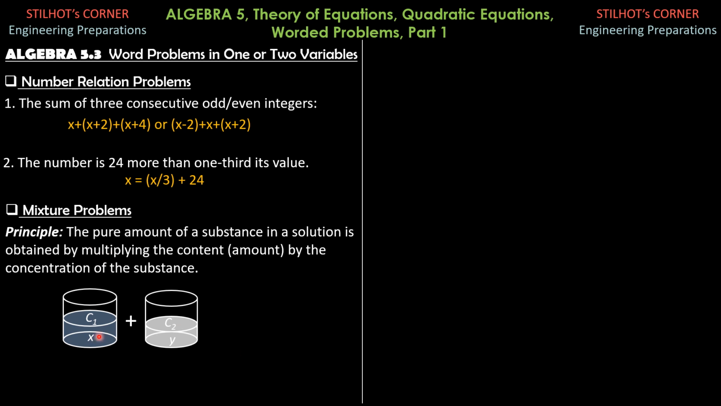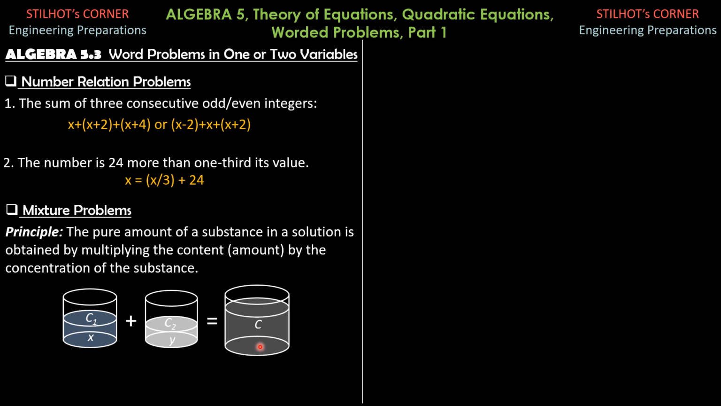So we are actually equating the pure amounts in these two solutions. This is C sub 1 times X plus C sub 2 times Y for the pure amount in the final solution. If the resulting concentration in the final solution is C and the total amount is X plus Y, then the pure amount in the final solution would be C times the quantity X plus Y.